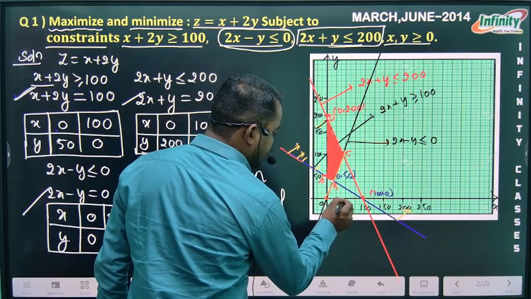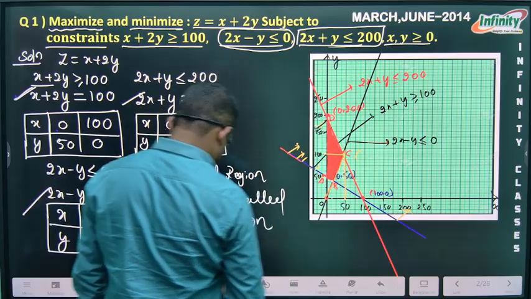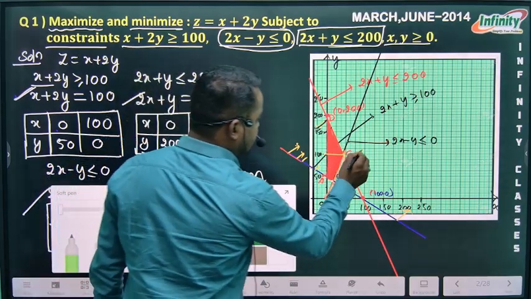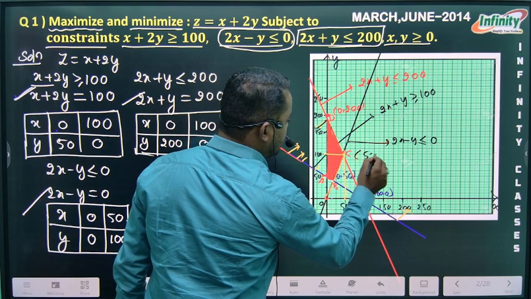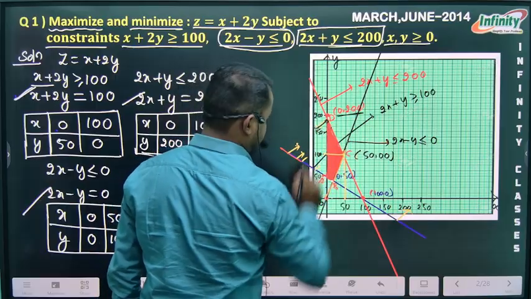See here, this is 50, and this is what? 100. 50, 100. C is what? 50, 100. And D is what? 0, 200.